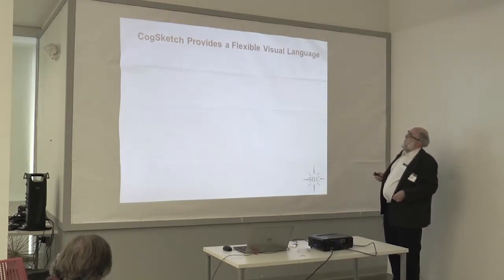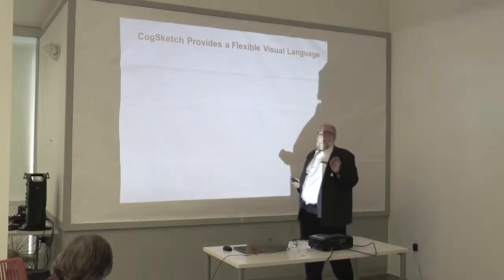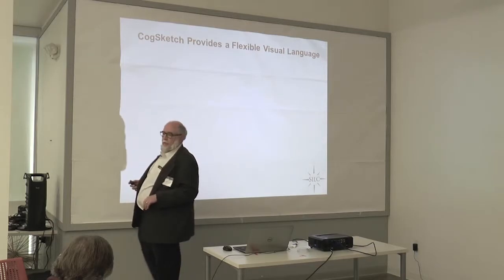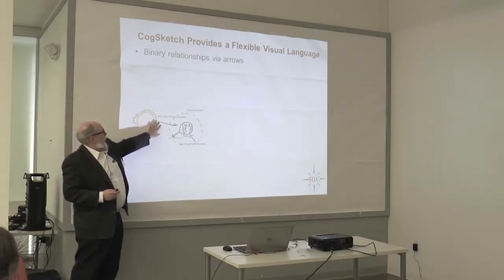Now, for this to be general, you have to have a flexible, visible, visual language. And you have to have the flexibility when you need it and rigidity when you don't want it. So, for instance, representing relationships, binary relationships by arrows.